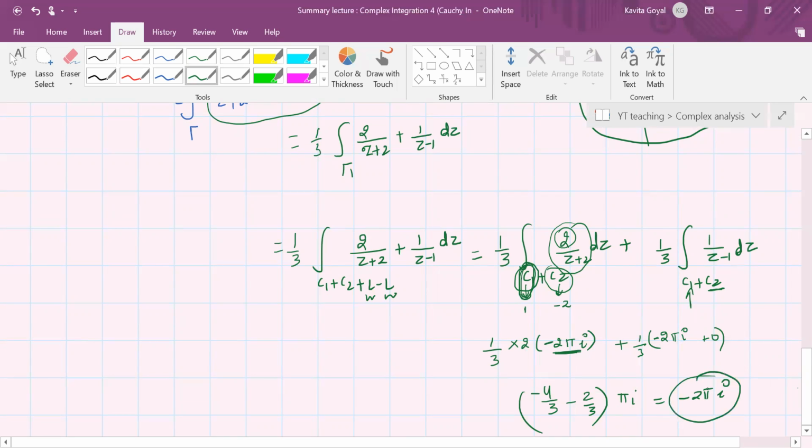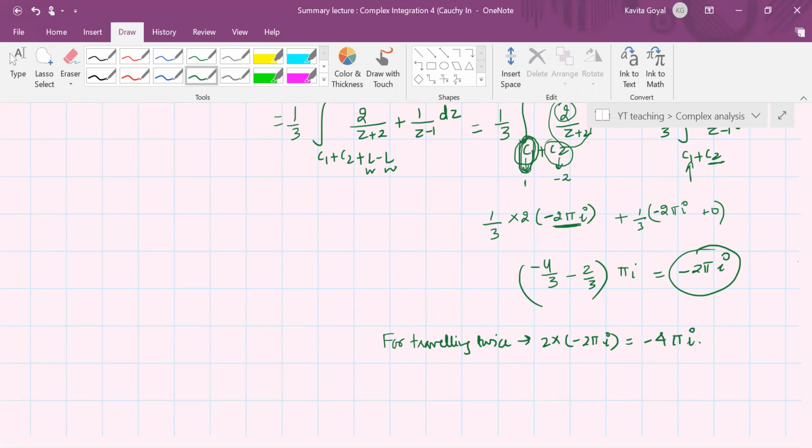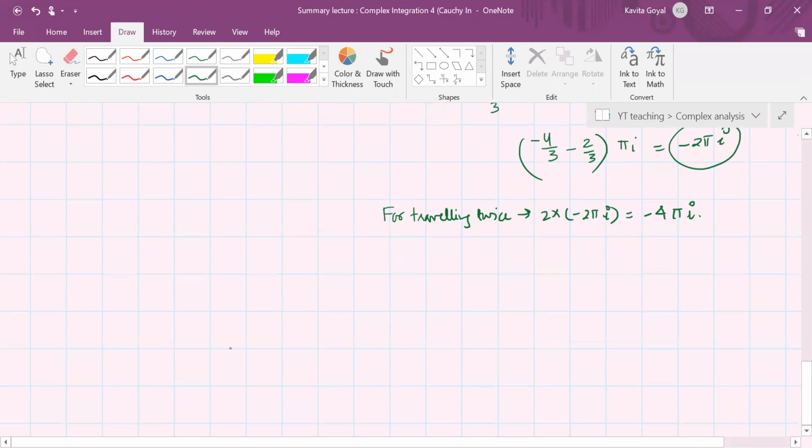And then your final answer will be that you will make it twice. So for traveling twice, your answer is 2 into minus 2 pi iota, that is minus 4 pi iota. Right? Yes, ma'am. So you can also have something like this. Next problem I'll give you. You have to compute this integral along gamma: 2z square minus z plus 1 upon z minus 1 square into z plus 1 dz, where your curve is like this.